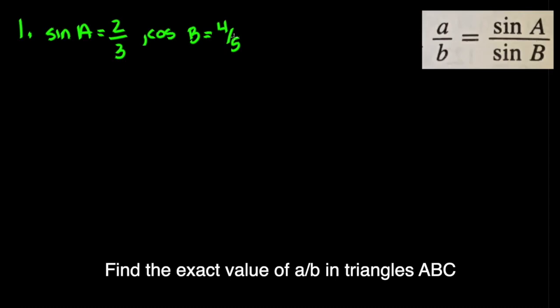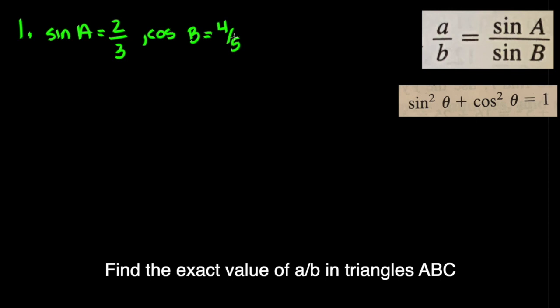For these next types of problems, we are not going to use a calculator or a table. The directions tell us to find the exact value of A over B in triangles ABC. Remember that A over B can be written as the sine of A over the sine of B. We already have the value of sine of A, so all that we need to do is find the value of the sine of B.